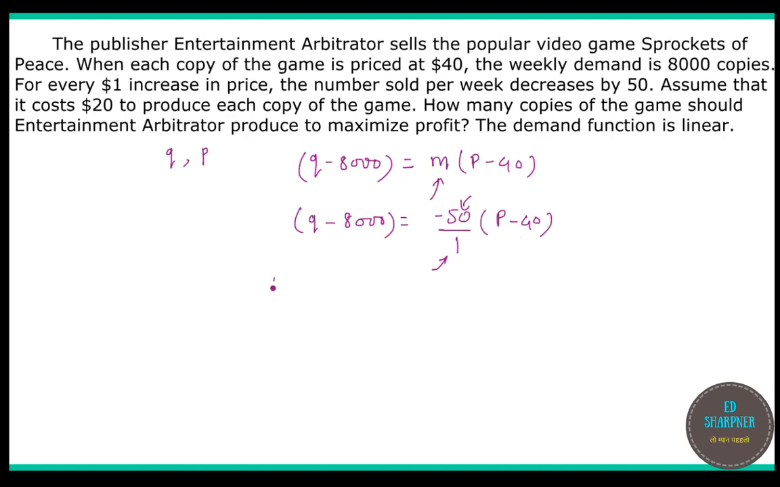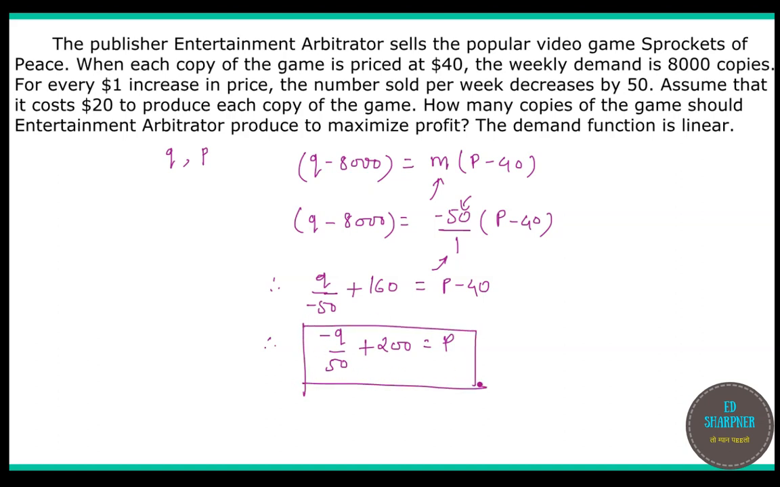40. Now we are interested in finding P in terms of Q. So to do that, we do Q divided by minus 50 plus 160 equals P minus 40. Therefore, shifting 40 to the left hand side, we get minus Q by 50 plus 200 giving P. So this is the function between P and Q.